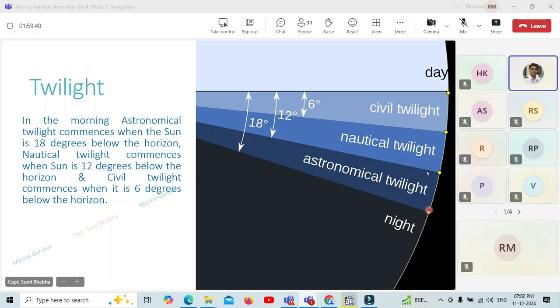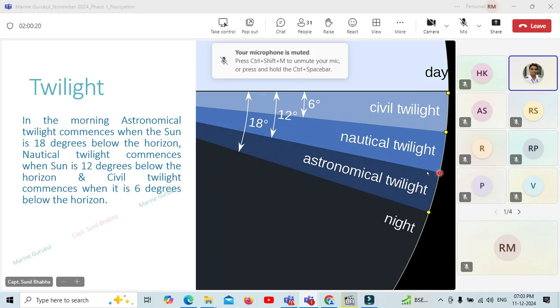The astronomical twilight has commenced at this particular instant, and we are able to receive some light, though very, very little, at this particular point of time from the sun. After this instant, the sun keeps on coming closer to the horizon, and the altitude, which was initially minus 18 degrees when the twilight started, now starts to come down: minus 17, minus 16, minus 15, and so on.